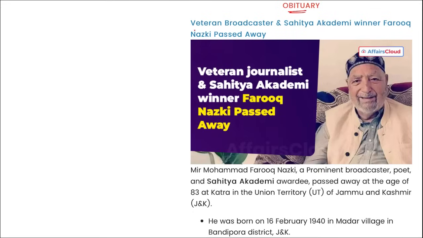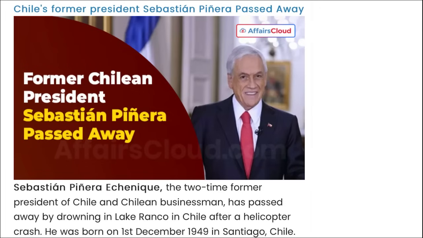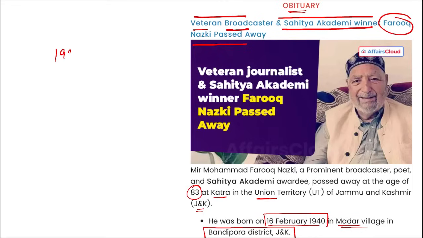Next is obituary. Veteran broadcaster and Sahitya Academy winner Farooq Nazki has recently passed away. He passed away at the age of 83 at Katra in UT of Jammu and Kashmir. He was born on 16th of Feb 1940 in Madar village in Bandipora district of Jammu and Kashmir. Also remember in 1995 he was honored with a Sahitya Academy Award.